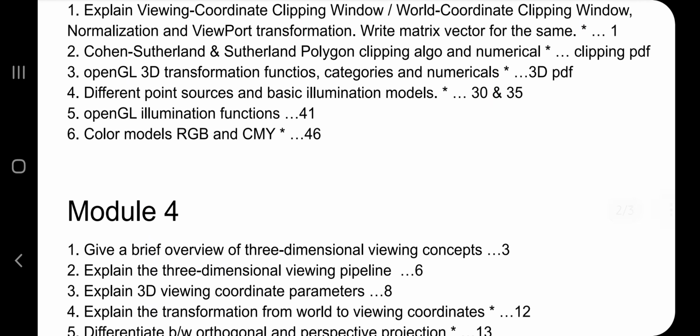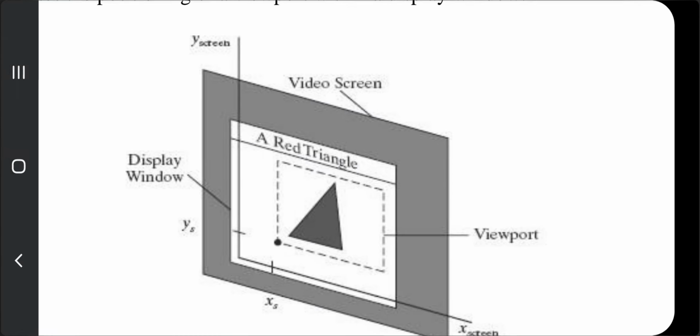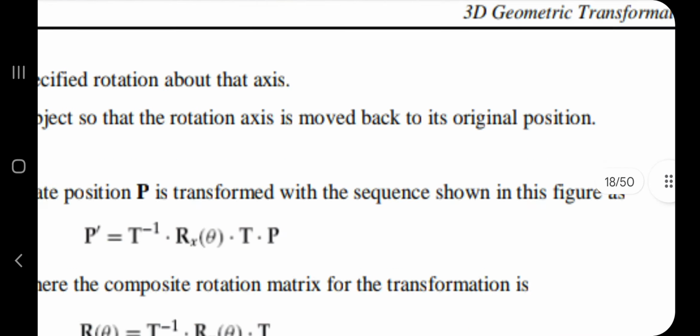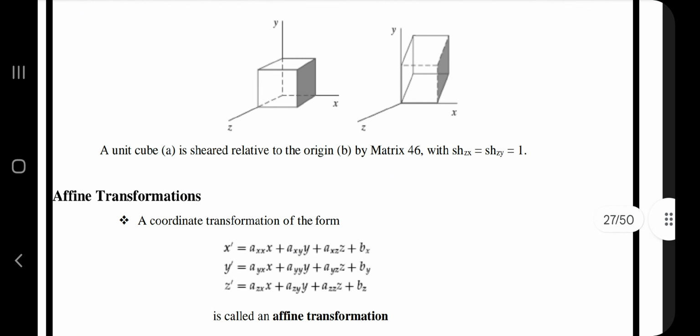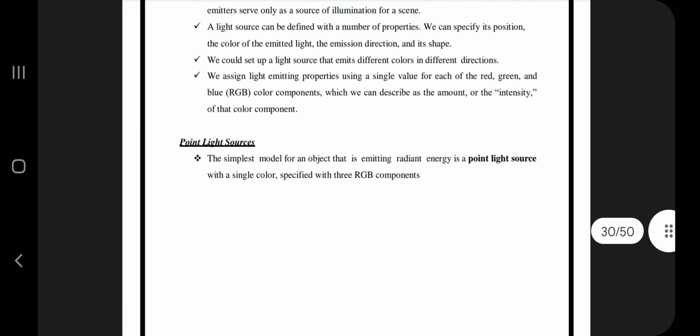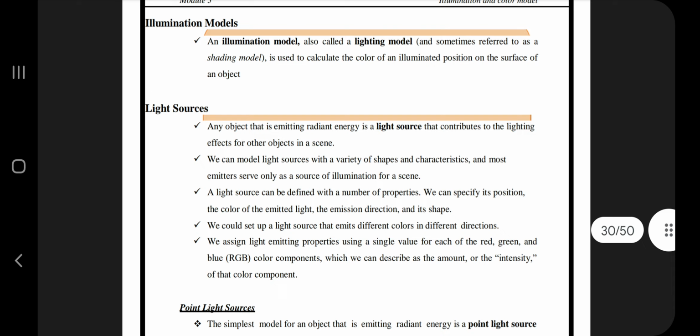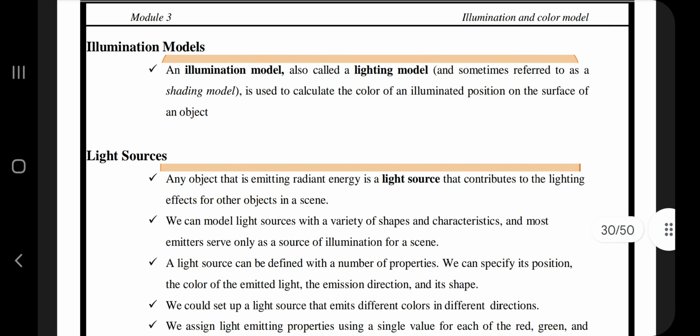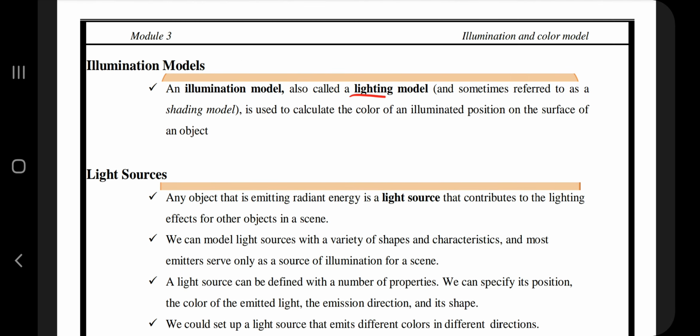Let's move on to the next question, which is the different light point sources. There are two questions here: the different light point sources as well as the basic illumination models. It's presented on page numbers 30 and 35. So these are two separate questions which could be asked. Either they can ask you regarding the different light sources, or they can ask you the different illumination models. Okay, so it comes in the illumination model only. Illumination model is nothing but a lighting model. How do you light an object from different perspectives?